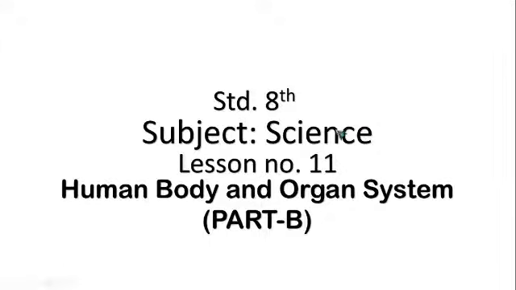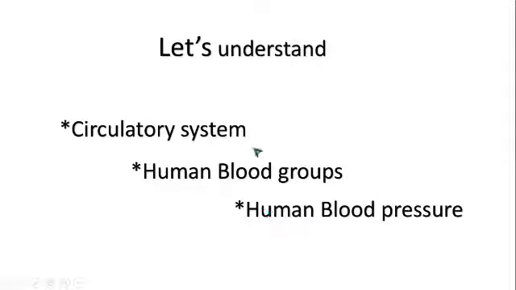Here we are going to continue with science lesson number 11, Human Body and Organ System, part B. We are going to continue with the circulatory system and then we are going to also understand the human blood groups as well as the human blood pressure.